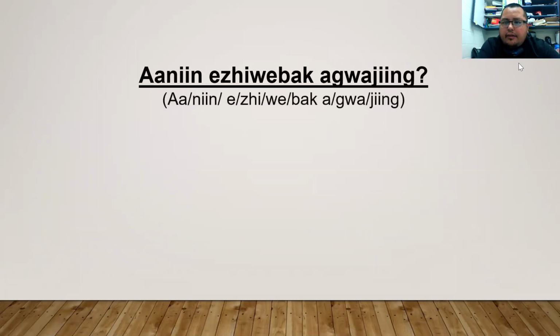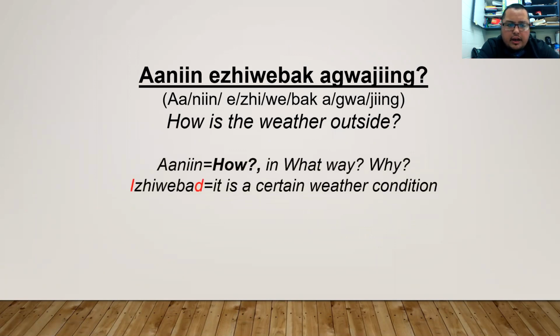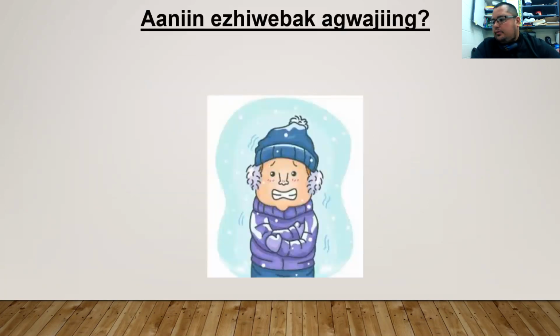And so we have review: Anin Ejiwebuk Agwajing. How's the weather outside? There's our word anin, which comes from the word Ejiwebuk, which comes from the word Ejawebud. And then we have our letter changes when we talk about how or when we question. So Agwajing, outside. Here's our new list of 5 words. We're adding 5 words to our vocabulary.